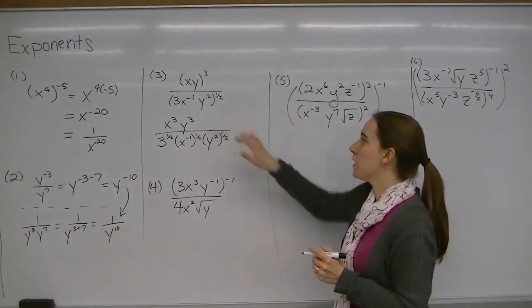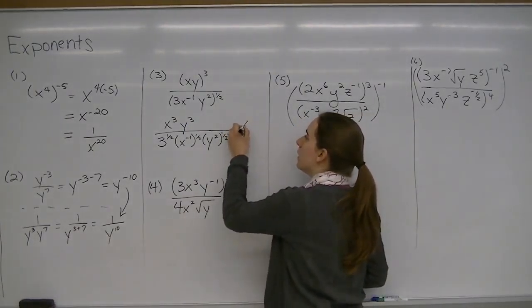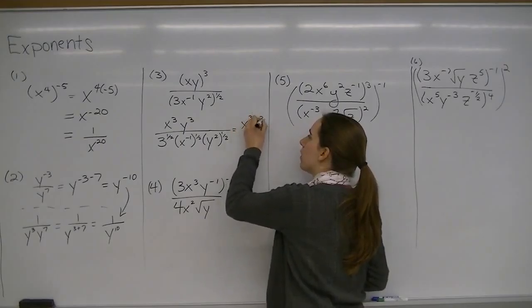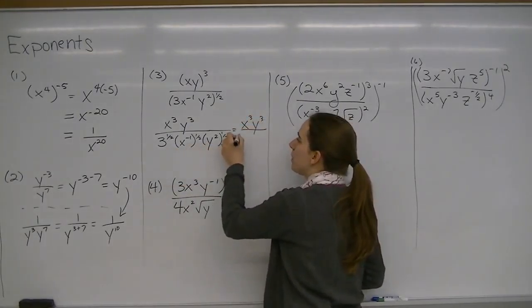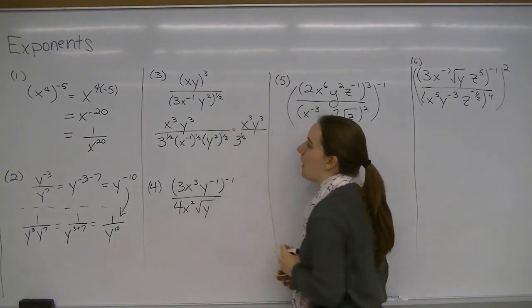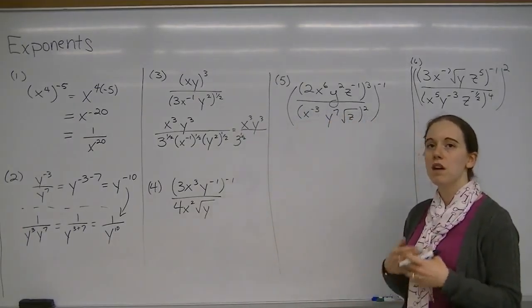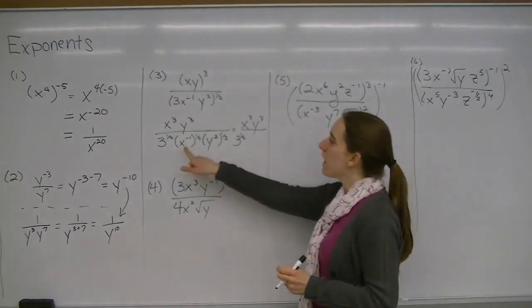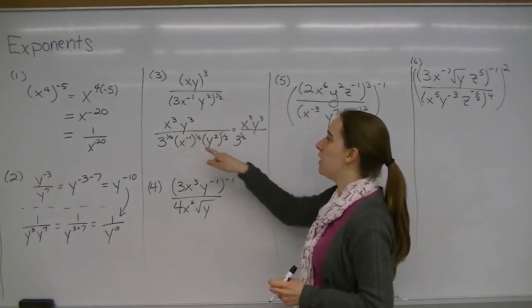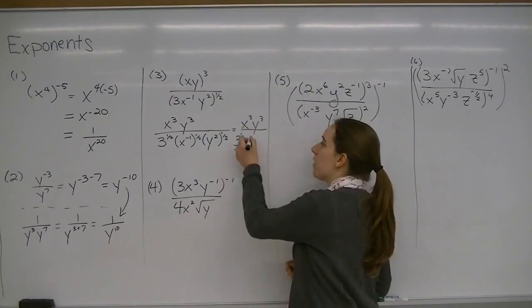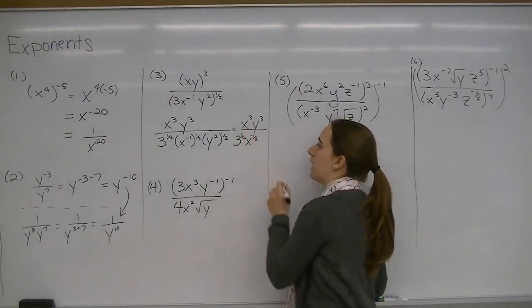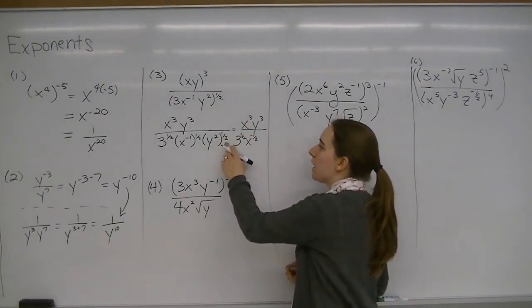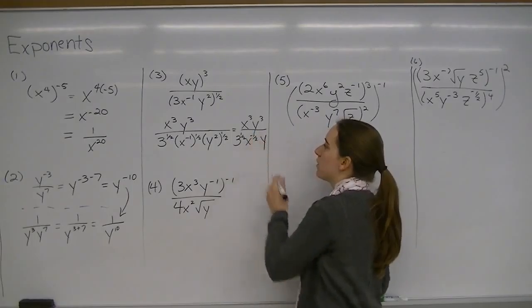So there's nothing more I can do in my numerator. X to the third, y to the third. The denominator, I'm going to leave 3 to the 1/2 as 3 to the 1/2. It's the square root of 3. It's not a number we know off the top of our head. Then I have x to the negative 1 to the 1/2, so I multiply those, so I get x to the negative 1/2. Then I have y squared to the 1/2. I multiply those and just get y.